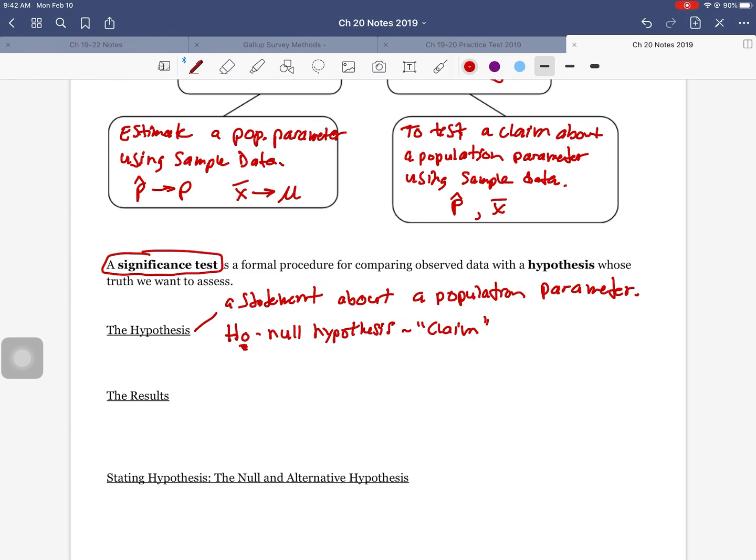Then we write a second hypothesis, which we call the alternate hypothesis. And this is denoted H sub A. And this is what we believe to be happening with the population. And this is the one that we're typically trying to prove.